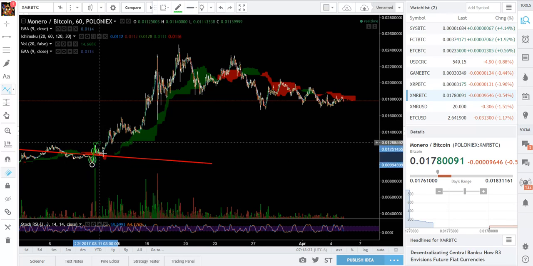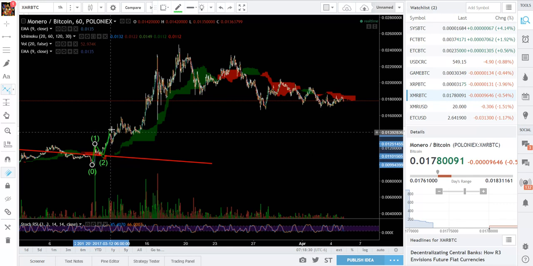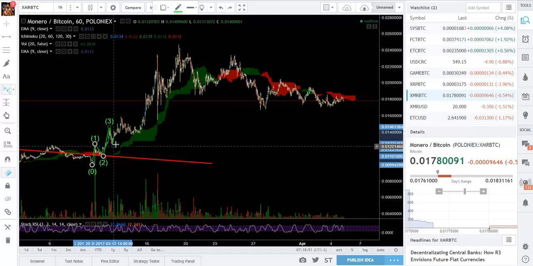Okay, so we know rule number 1, that 2 should not retrace 100% of 1. We also know that 3 can't be the shortest. So 3 is usually always a little bit longer or equal length to 1. So we understand that the third leg should be at least the length of 1, and it can't be the smallest. And then we understand that when we get this retracement of wave 4 here, it should not infiltrate the price zone of wave 1.